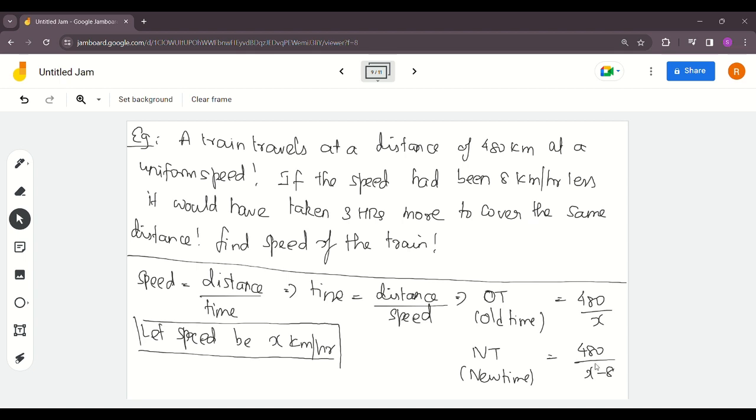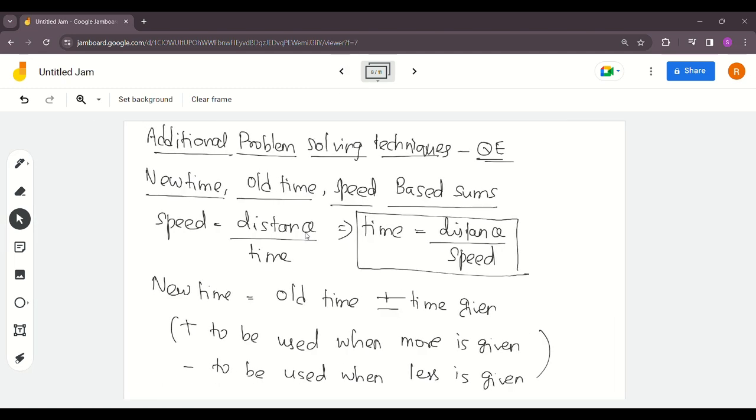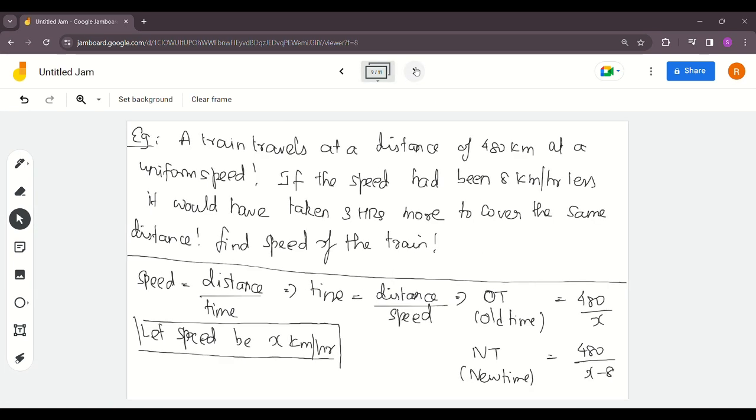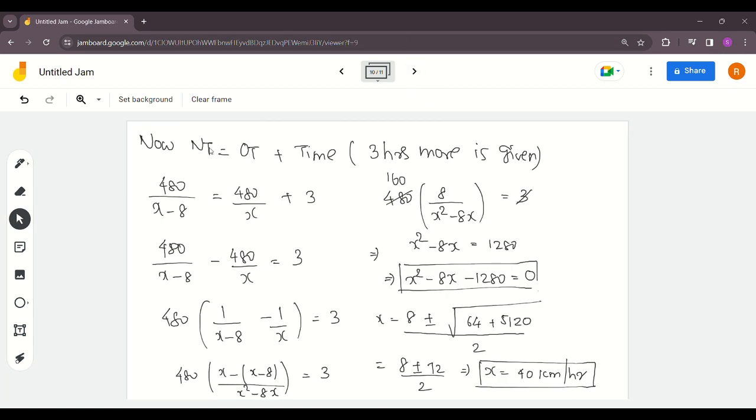So 480 divided by x minus 8, because x is the speed. Now it is being reduced by 8, so new time should be 480 divided by x minus 8. Now see this data carefully. They have given it would have taken 3 hours more. So I have used this formula here. New time is old time plus or minus time given, plus to be used when more is given. So here more is given, so you just have to use plus for calculation. New time is old time plus time, because 3 hours more is given.